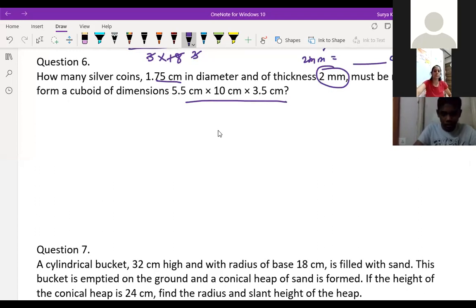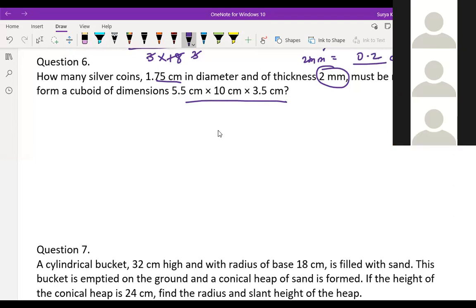Millimeter to centimeter. 0.0. Okay. Yeah. So millimeter to centimeter, it is a down part, so you have to divide. So milli to centi, 2 by 10.